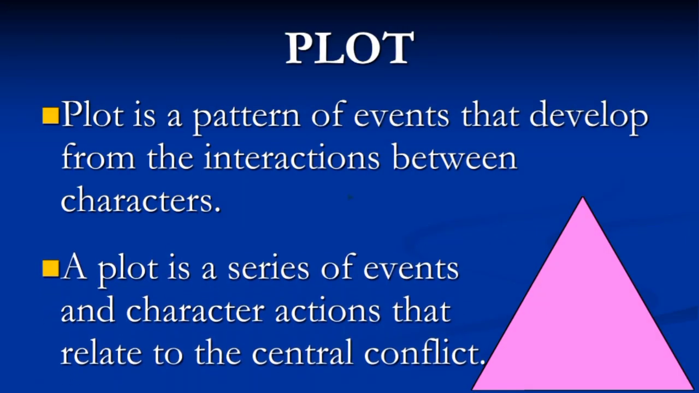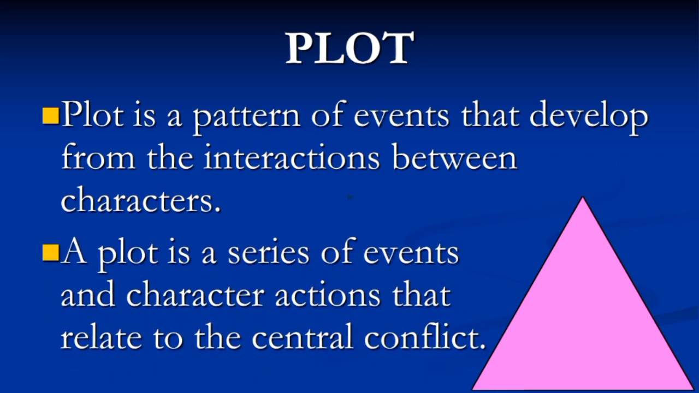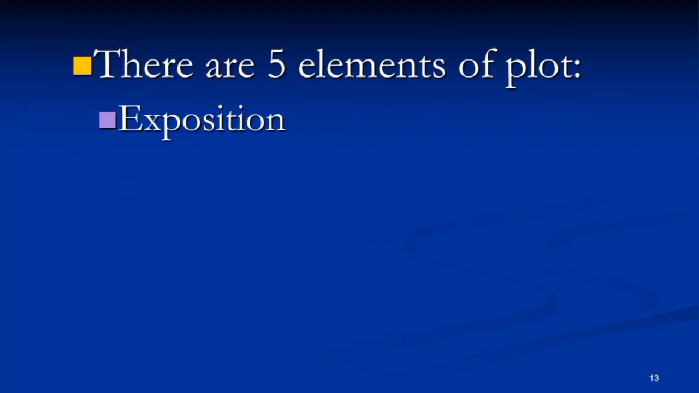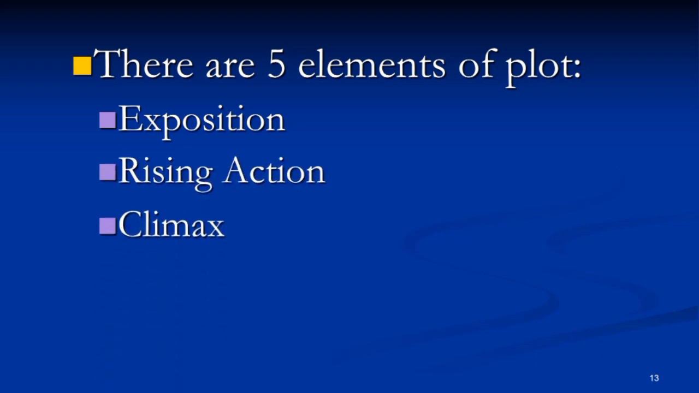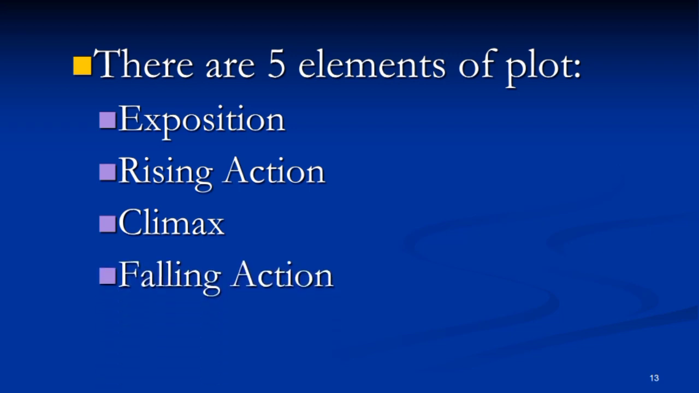The last element of a short story is plot. A plot is a pattern of events that develop from the interactions between characters. A plot is a series of events and characters' actions that relate to the central conflict. There are 5 elements of plot. First, the exposition. Second, rising action. Third, climax. Fourth, falling action. And fifth, conclusion.